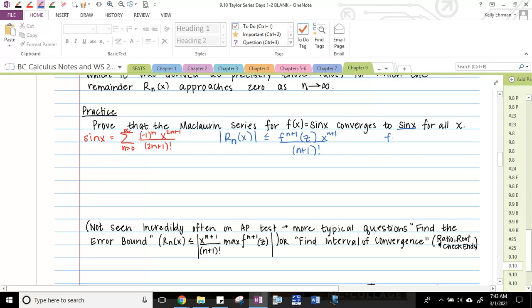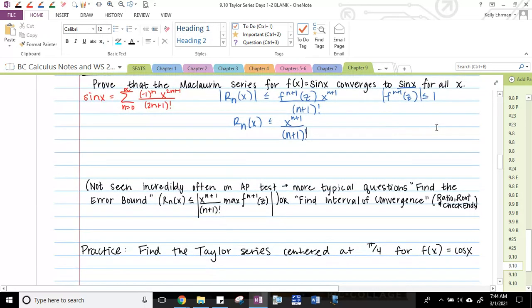Remember, the function itself is sine x, so it'll be a sine or a cosine function, positive or negative, but the absolute value of it will be at most 1. So now I know that the remainder is x to the n plus 1 over n plus 1 factorial, because the maximum derivative there would be 1.